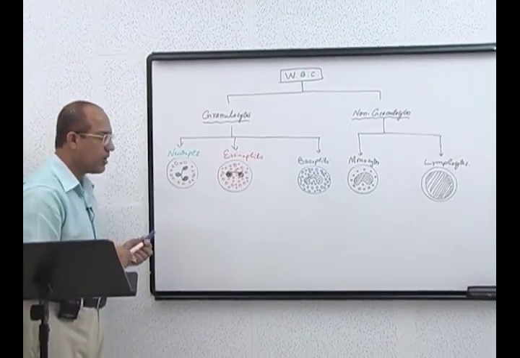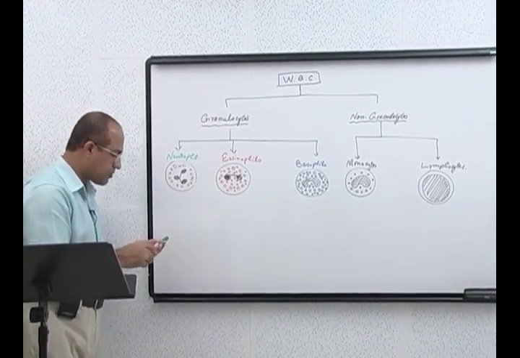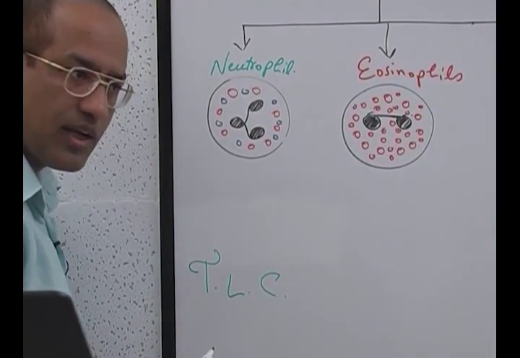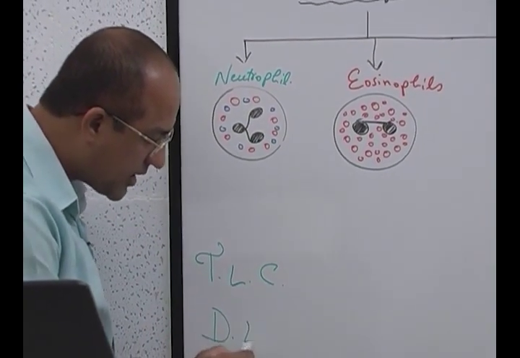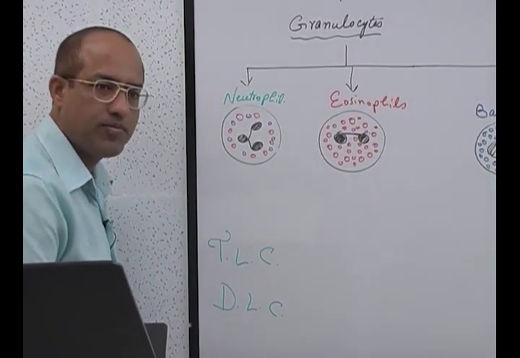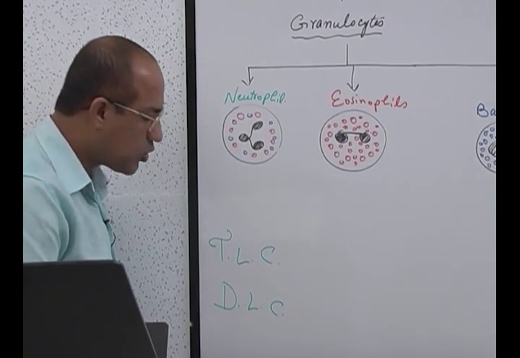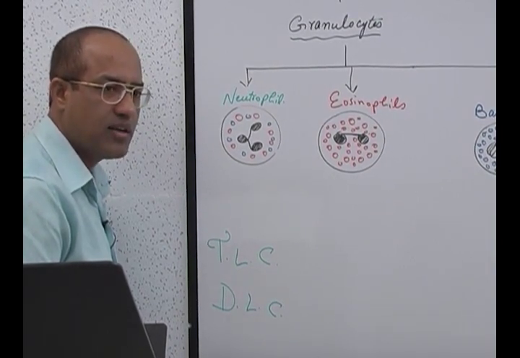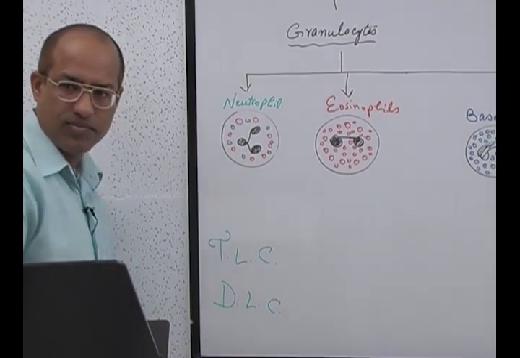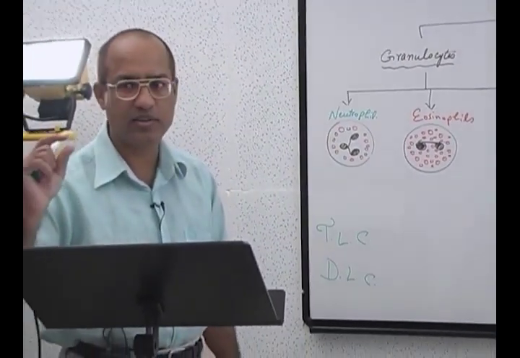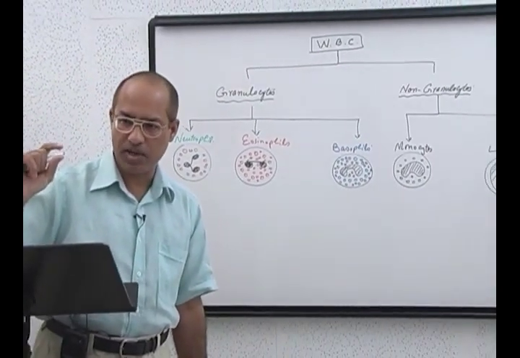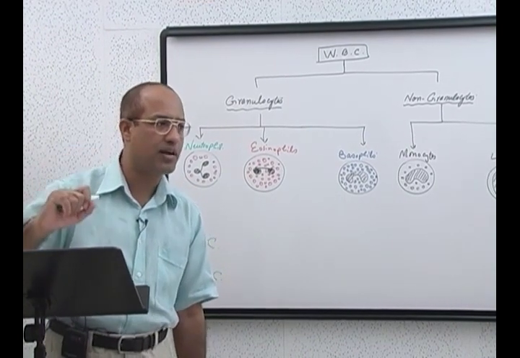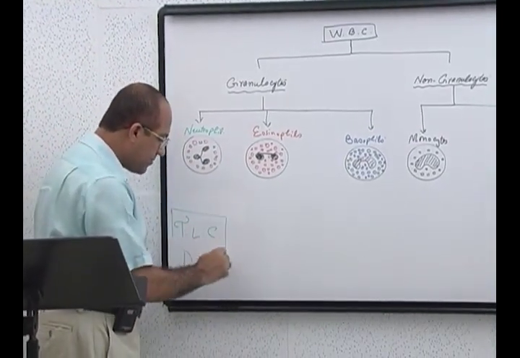Now, there is a term we use called TLC, total leukocyte count, and another commonly used term, DLC, differential leukocyte count. Total leukocyte count means the total number of white cells in 1 cubic millimeter of blood. If you take 1 drop of blood, how many white cells are present in a normal person's blood? That is the total leukocyte count.